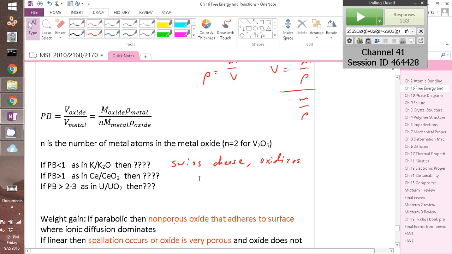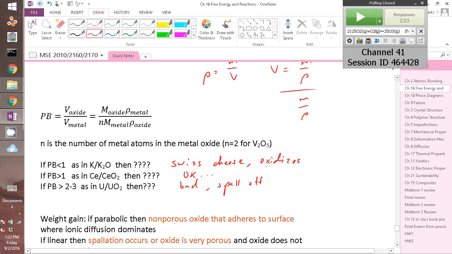Yeah, it'll start to fall off. And if it's really bigger than 1, like between 2 and 3, then it'll definitely fall off. So actually, if it's between 1 and 2, it's kind of the sweet spot where it'll probably stay on. We should look up what it is for alumina. We could do that, but it would be between 1 and 2, I'm pretty sure, or close to it, right? So this will generally be okay, and this will be bad, spalling off, okay?